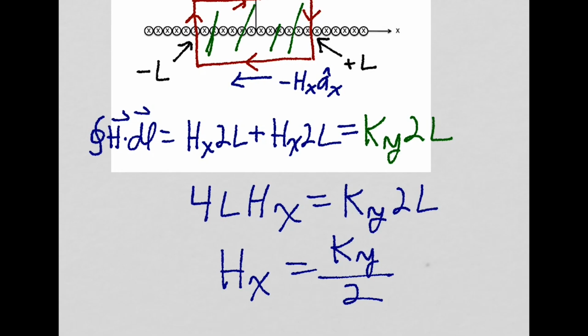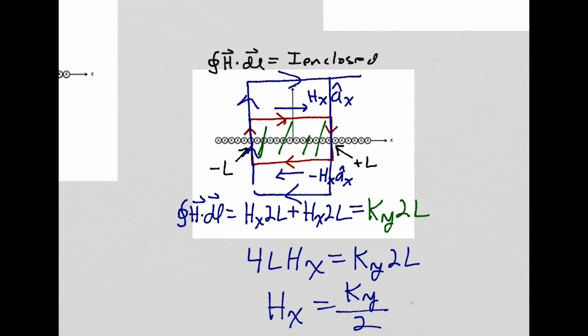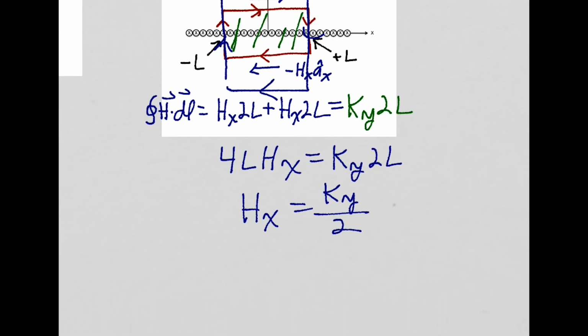Looking back here, notice that it would not have mattered if we had taken, say, a path that was like this. As far as the result of the integration, we would have still obtained H sub x is equal to K sub y over 2. In other words, the value of the magnetic field intensity is independent of how far away we are from our plane of current.